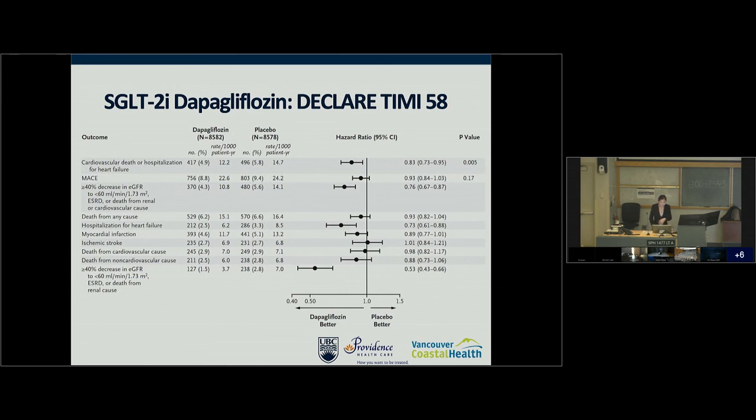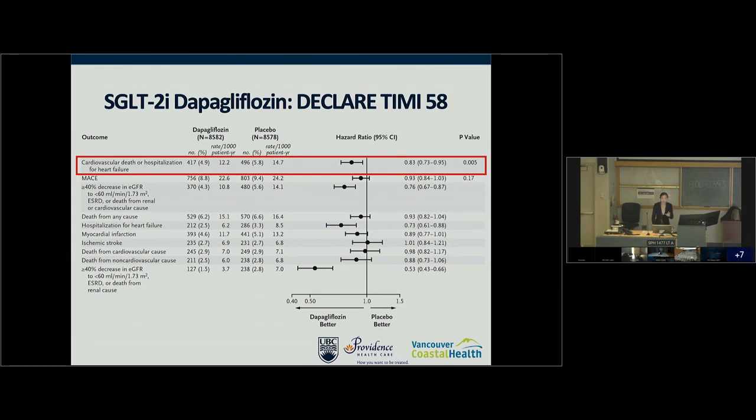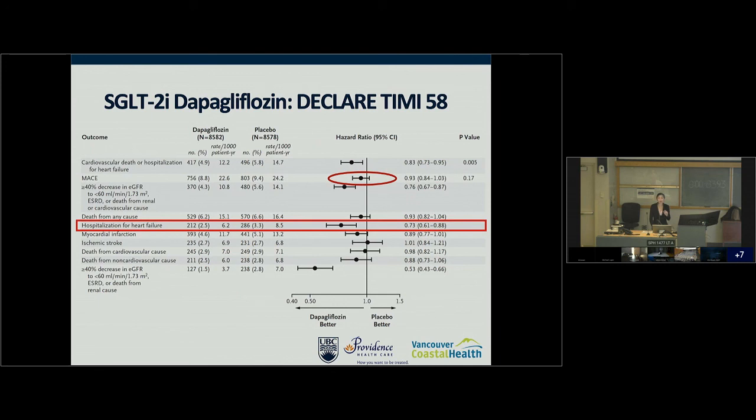So in this study, their primary endpoint was a bit different from what we're traditionally used to, and that was cardiovascular death or heart failure hospitalization, a composite of those two. And that did show a significant difference, borderline 0.05. So my apologies, 0.005. So it was significant between the dapagliflozin group and the placebo group. But this was mostly driven by a reduction in heart failure hospitalization. But if you look at just the MACE alone, there was no significant change if you look at that as an individual endpoint.